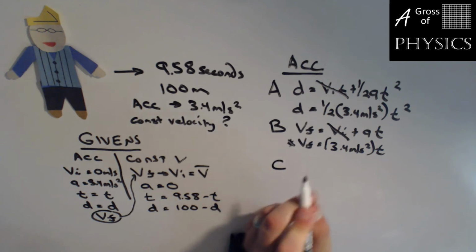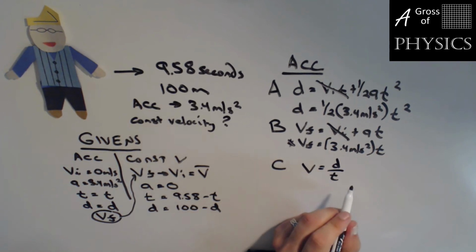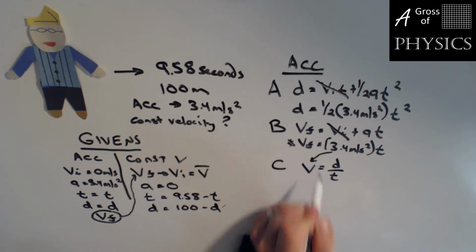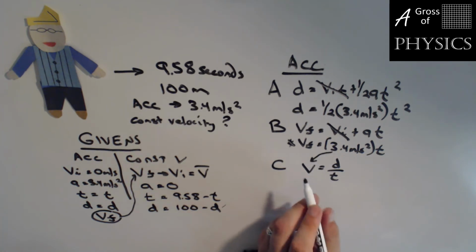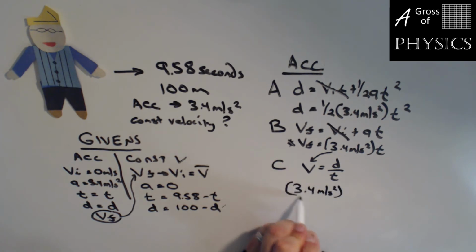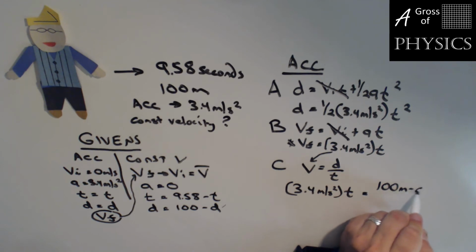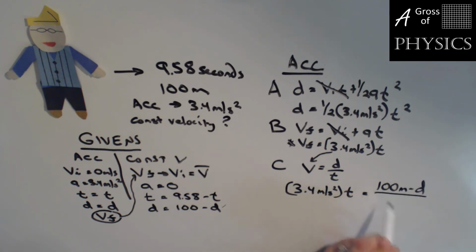Now, for equation C, since it's a constant velocity, we're just going to use V equals D over T. But we need to use the variables from this side of the equation. Now, V happens to be this 3.4 times T. So what I'll do is I'll set it up as 3.4 meters per second squared times T. I'm substituting that equation in for V because the final velocity is the velocity for the rest of the problem. And then the D is 100 meters minus D. And the time, 9.58 seconds minus T.